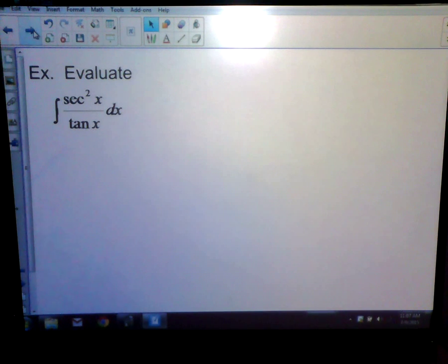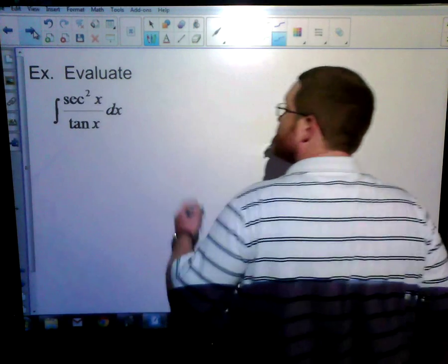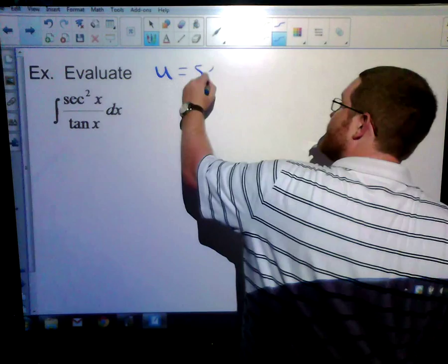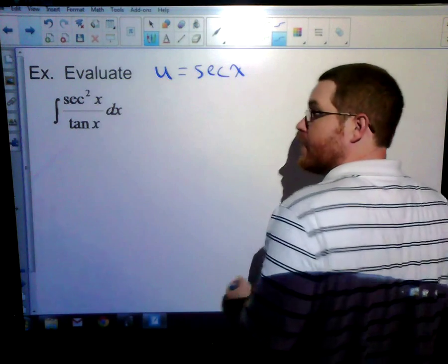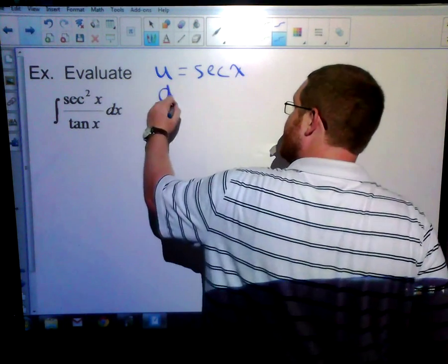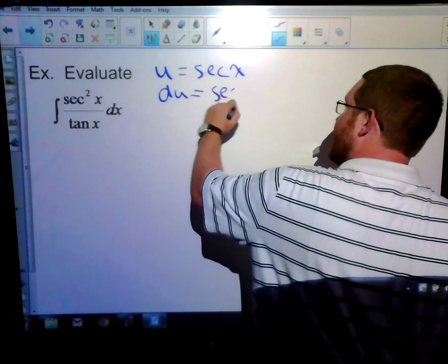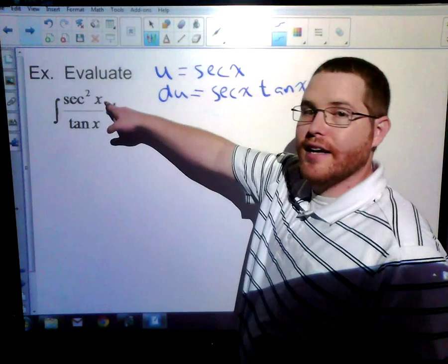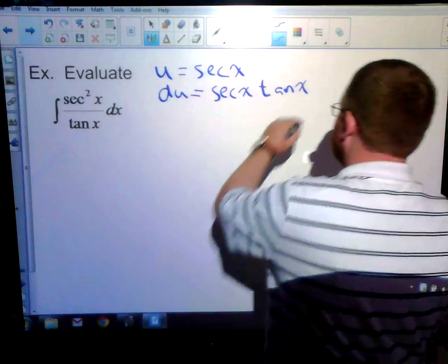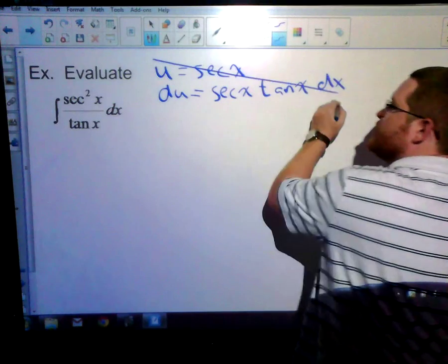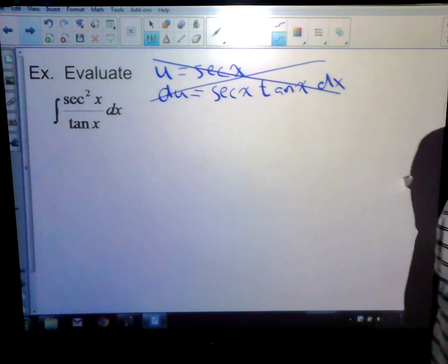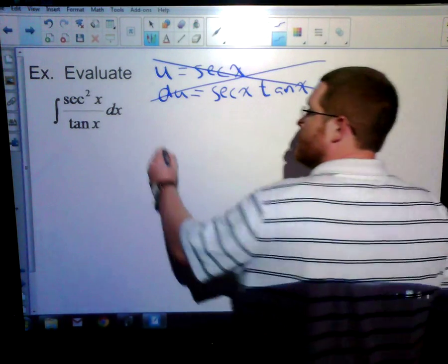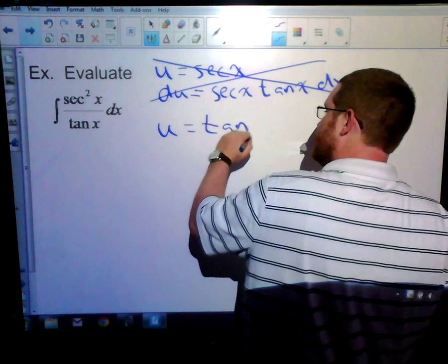Let's take a look at this problem. People have trouble with this one. Because what's inside of something? Well, a lot of people would say that secant is inside of something. It's inside squared. That makes du, what's the derivative of secant? It's secant x tangent x. We don't have a secant x tangent x. We have a secant divided by tangent, but it's not the same thing. So this is not the correct way to do this problem. We can't call secant u. We're going to call tangent u.